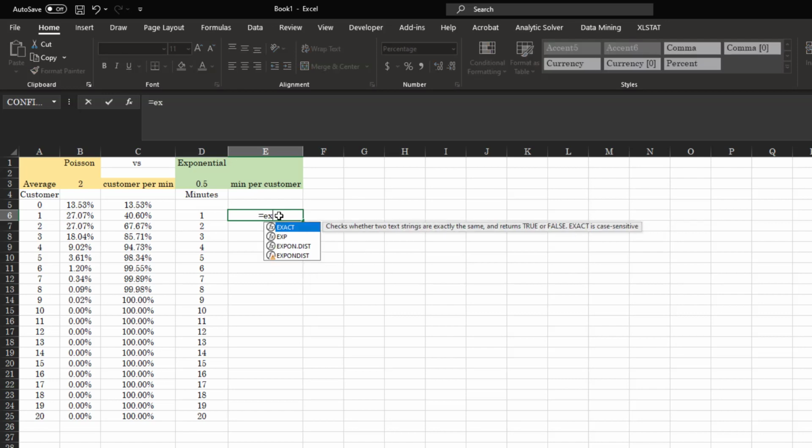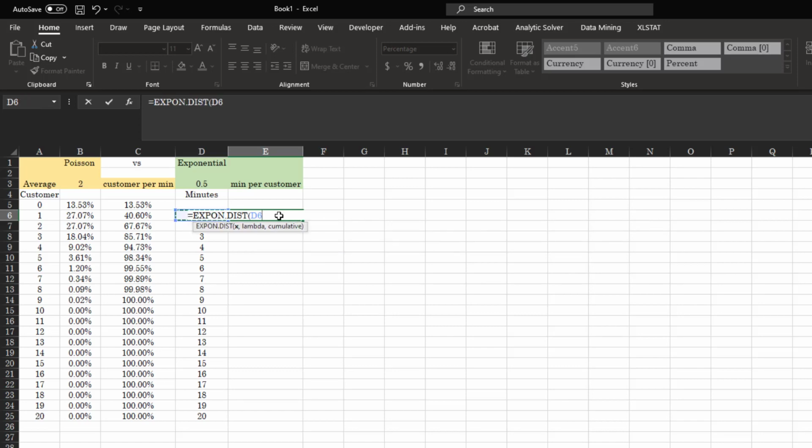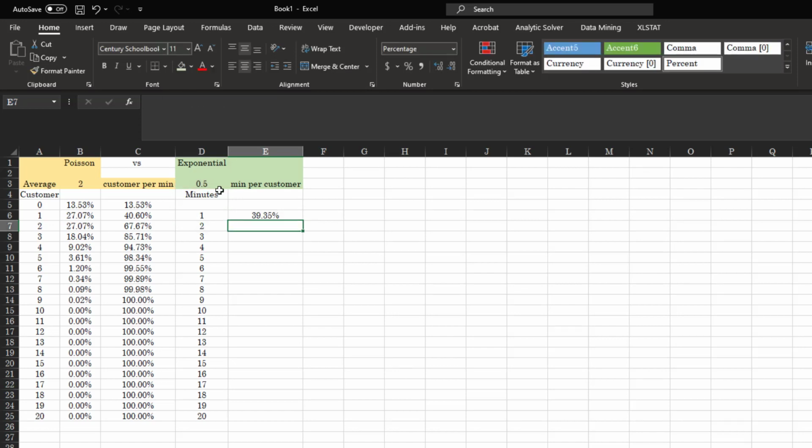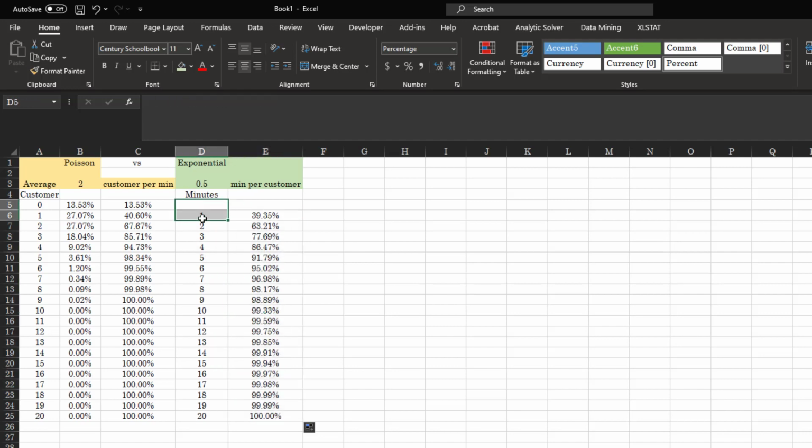So you're saying, hey, what's the probability I'm going to get my next customer in the next 1 minute? And your lambda is your average. Again, you're going to use F4. And here you're always going to put cumulative is true because this is a continuous distribution. Okay. And so here you have a 39% chance that you have the next customer coming in the first minute. And you could copy this down. So within the first minute, the probability of getting a customer is 39%.